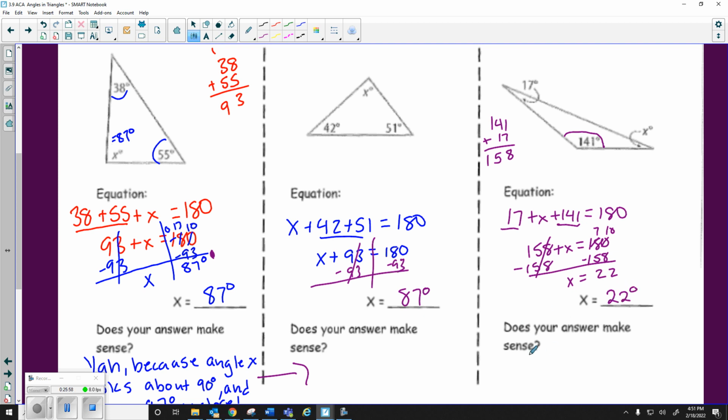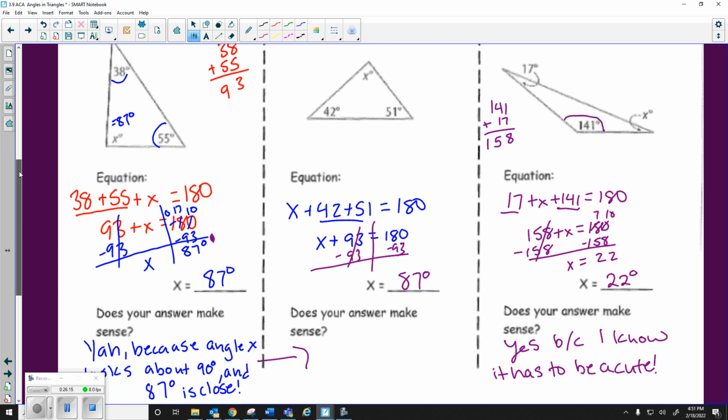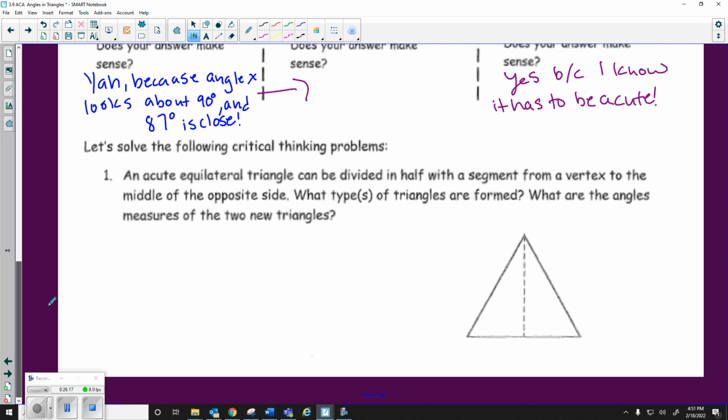So again, does that make sense? Yes, because I know it has to be acute. And it is. Good job. All right. Now, let me pause real quick.